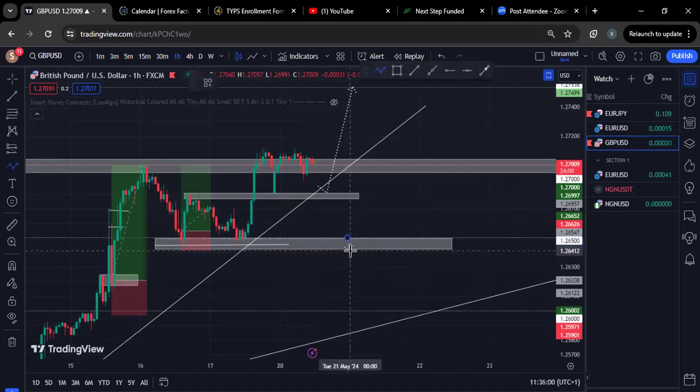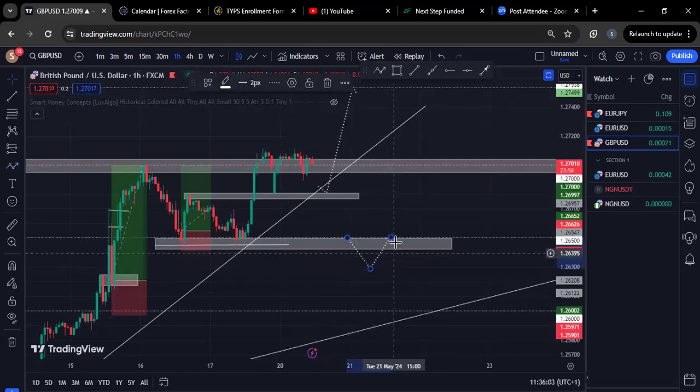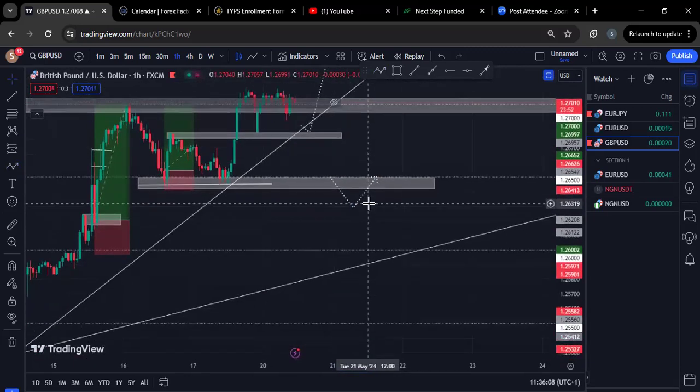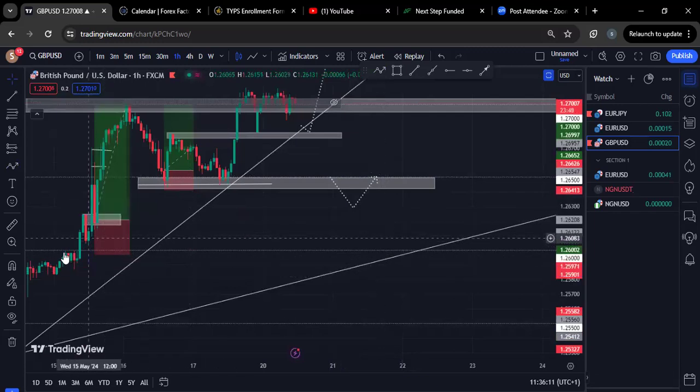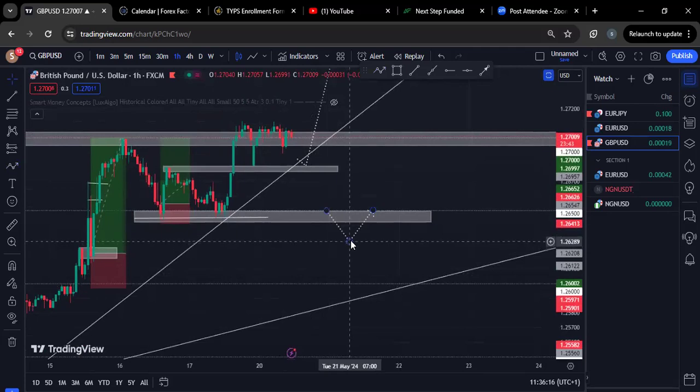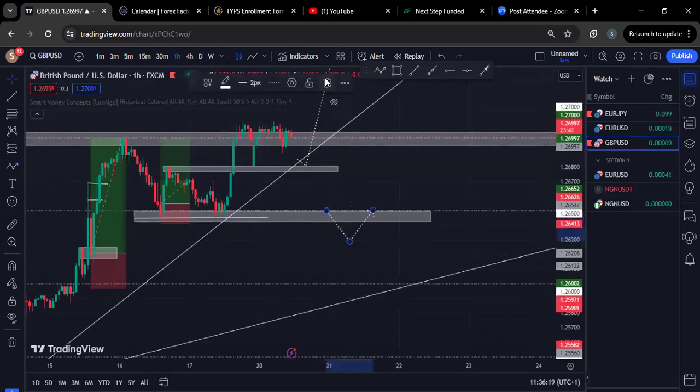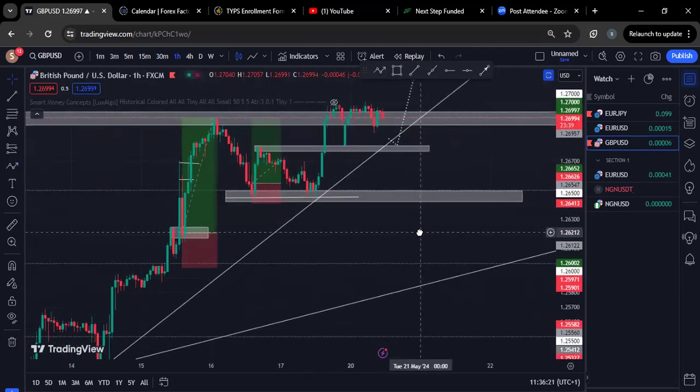If it breaks, wait for a retest, then we can go in again for a sell from here. The next one is around this place, right? So that's what I'm seeing right now in this market.